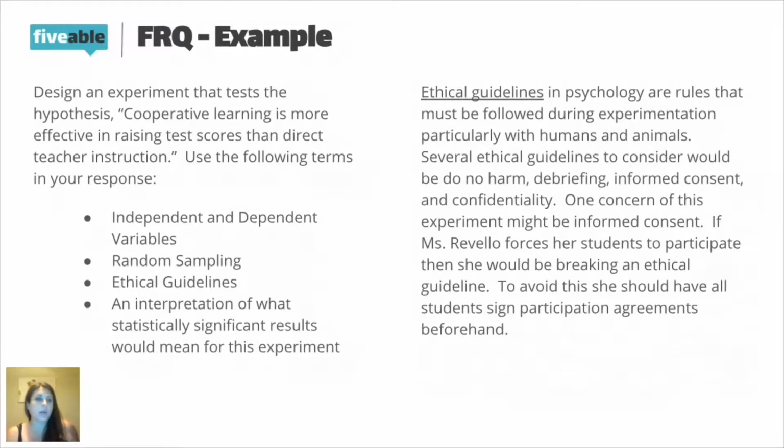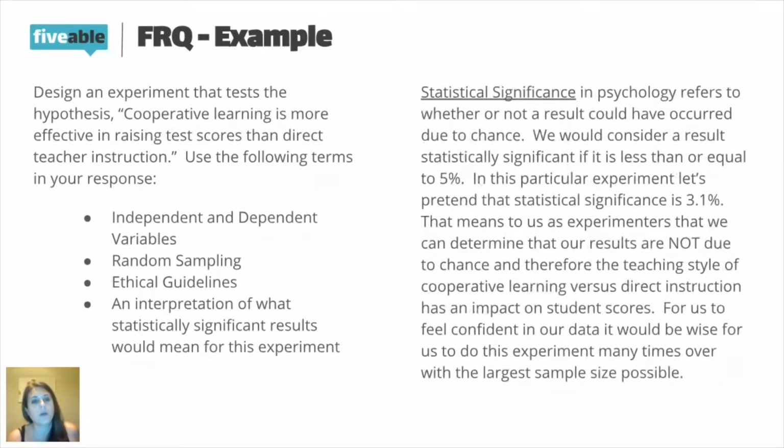And then the last one, sometimes kids struggle with this because it says an interpretation of what statistically significant results would mean. And so they're like, oh, that's not a vocab word. But you can still pick out the vocab word here and define it. So clearly it's referencing statistical significance. And so that's how I would start by defining statistical significance. Statistical significance refers to whether or not a result would have occurred due to chance.